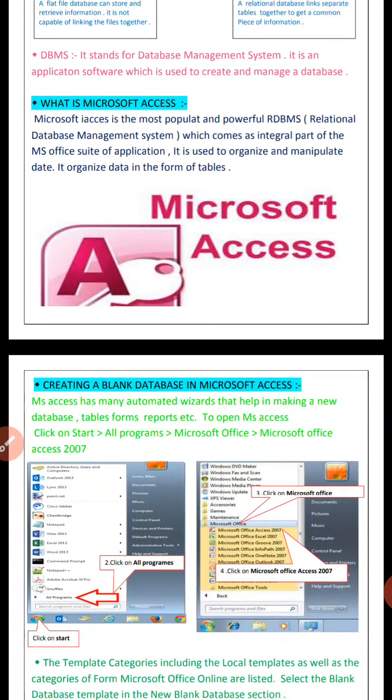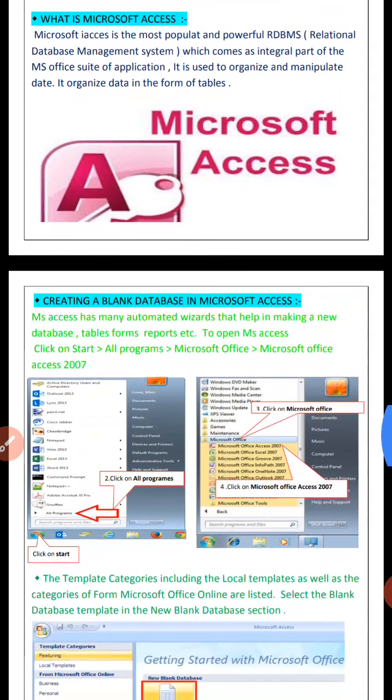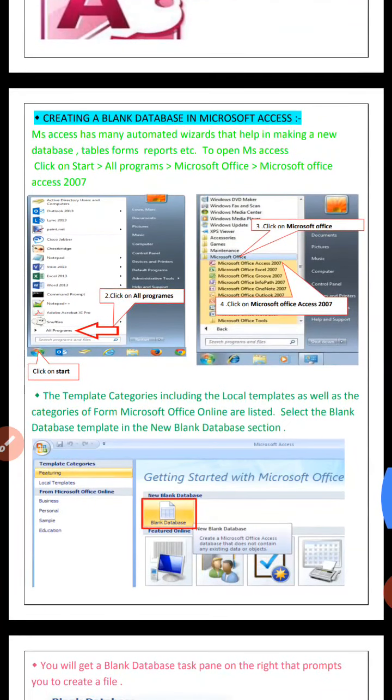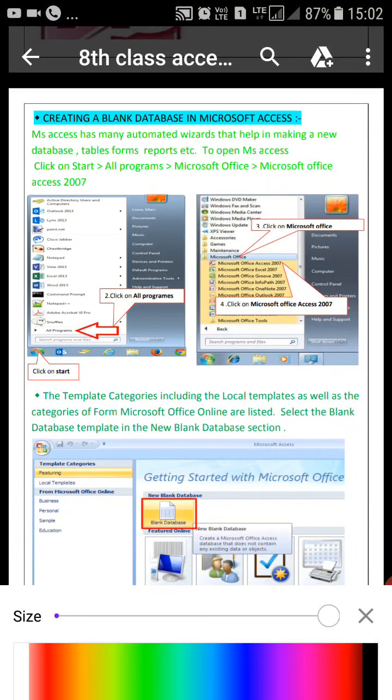Then next is creating a blank database in Microsoft Access. Firstly, how to open Microsoft Access? First, we will click on the Start button, then All Programs, then Microsoft Office, then Microsoft Office Access 2007. When we click on Microsoft Office Access 2007, this window opens.